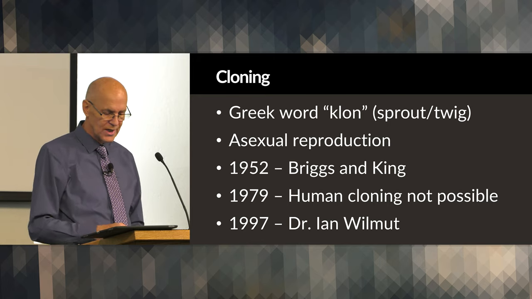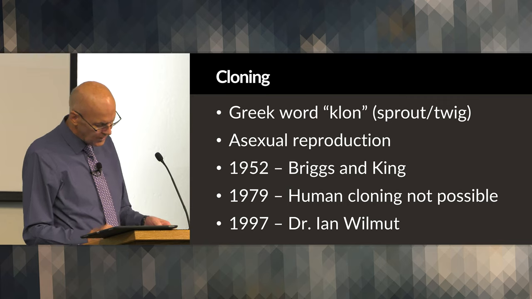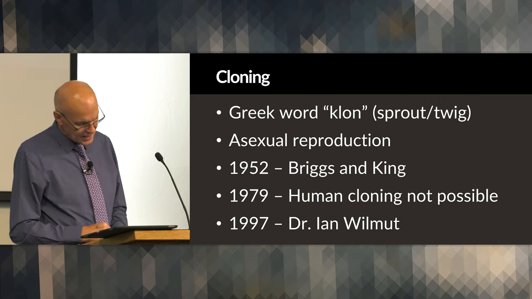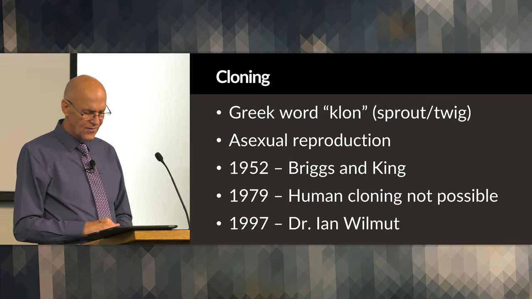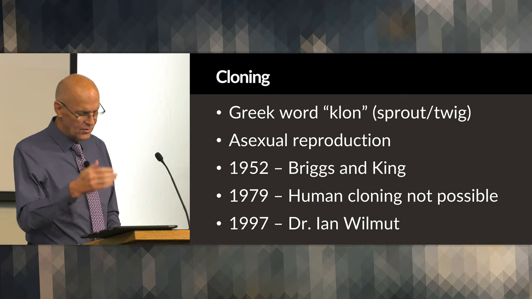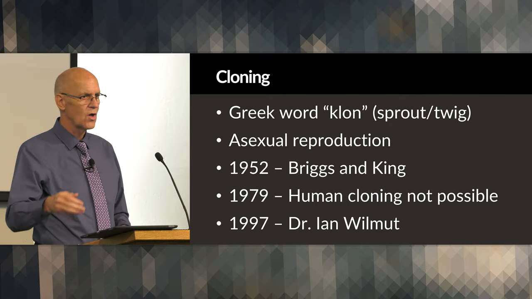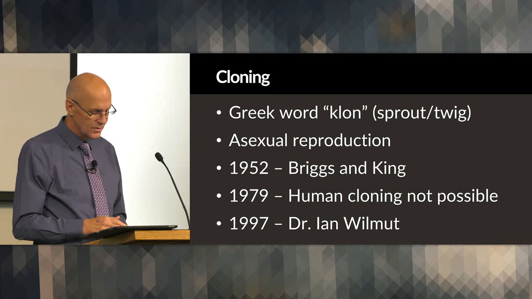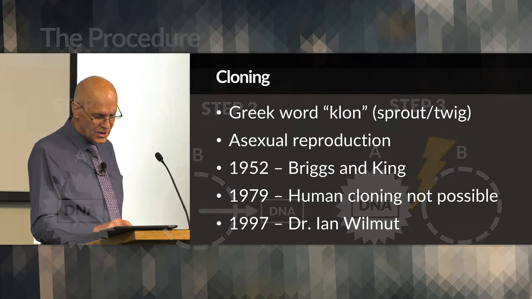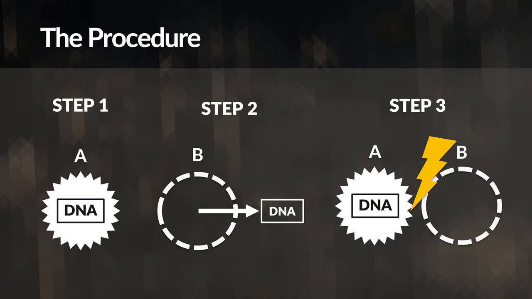However, almost 20 years later, Dr. Ian Wilmut and other scientists at the Roslin Institute in Scotland succeeded in cloning a female sheep, the first mammal ever successfully cloned. It was all quite exciting. I remember in the news and lots of documentaries about that. The procedure, as best as I can explain it in the simplest of terms, is what they did.